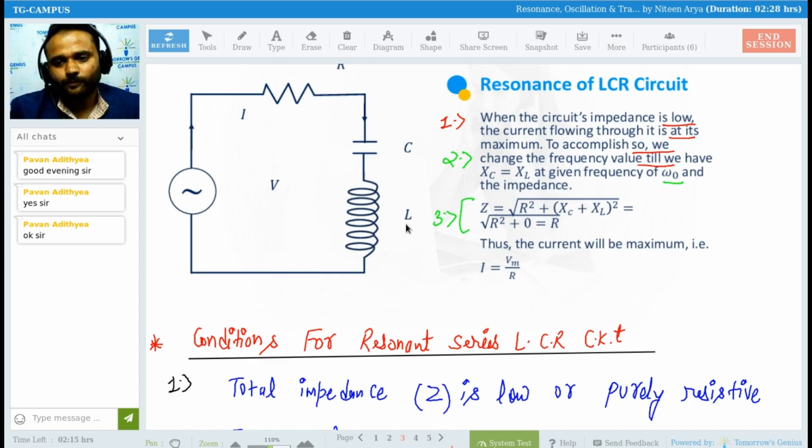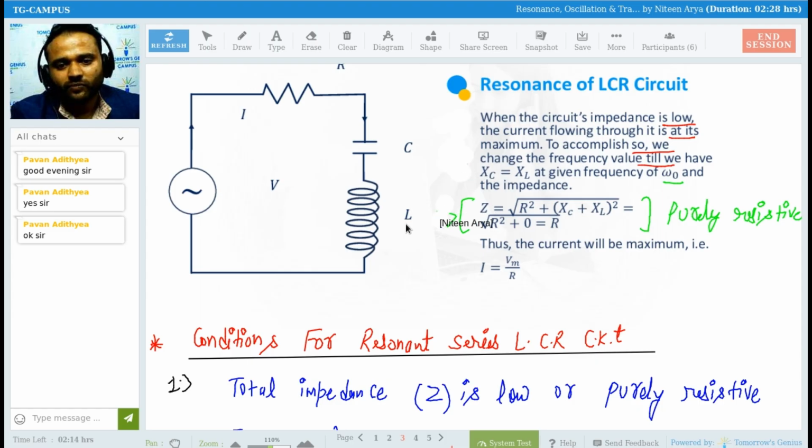Either you can write low, or you can write purely resistive. This is your purely resistive. And current is maximum, which is written over here also. Is this clear, everyone? These three conditions are like this. You can write the first condition, the frequency condition. This is purely resistive, total impedance is low, the second condition. And the third condition is current is maximum.